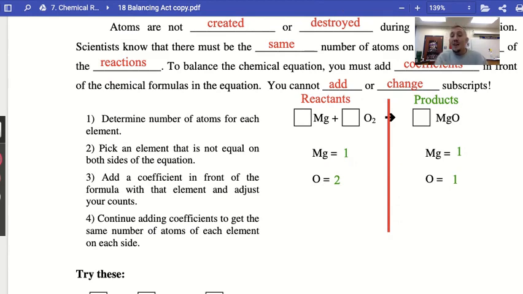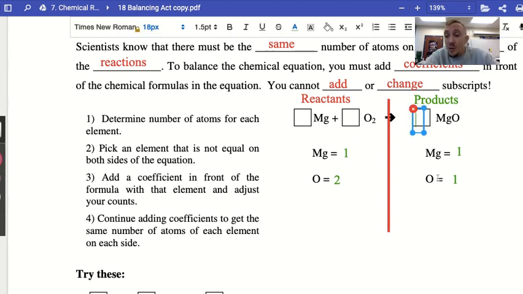So what we have to do is rearrange how many molecules we have, and by doing that, we add coefficients. Number 2 says pick an element that is not equal on both sides of the equation. Oxygen is the one I'm going to pick because we can see it's not equal. So what we do is we add a coefficient in front.